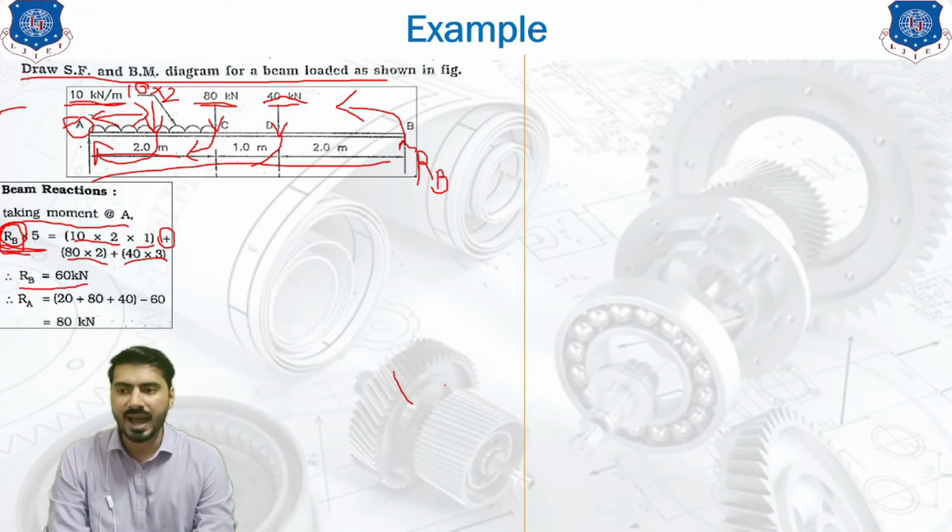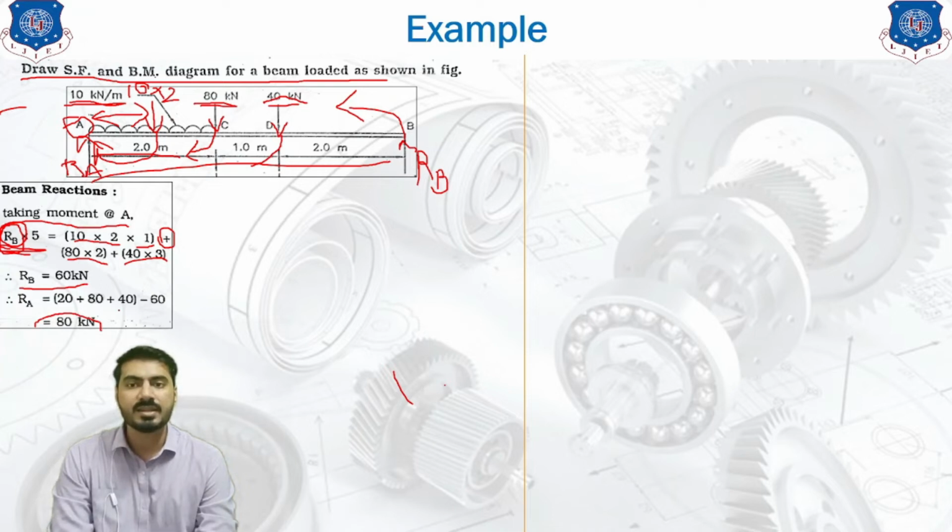We know that RA and RB are the reactions which carry the entire load of the beam. So RA plus RB equals the total load, and that total load is 20 plus 80 plus 40, which we have already calculated using our basic concepts. Now if you subtract RB from it, you will get the answer of RA, which is nothing but 80 kilonewton. 80 kilonewton is the answer of RA. So this is how we calculate our support reactions at point A and point B.